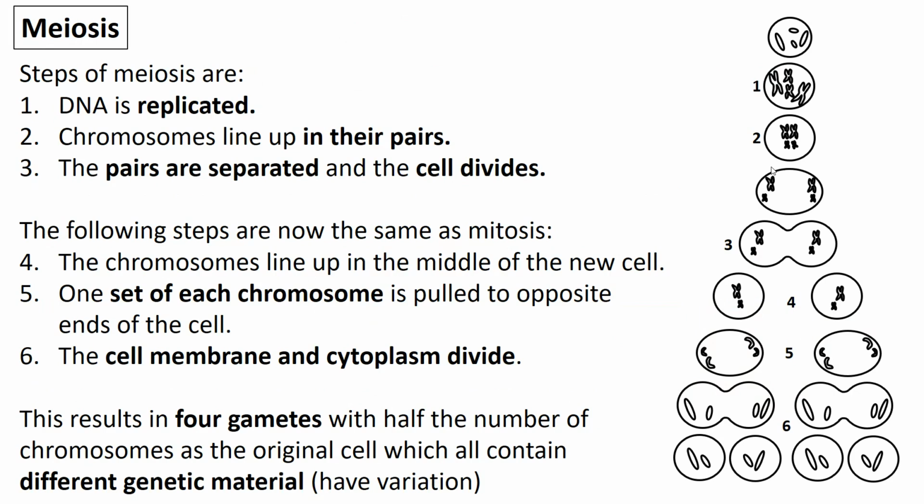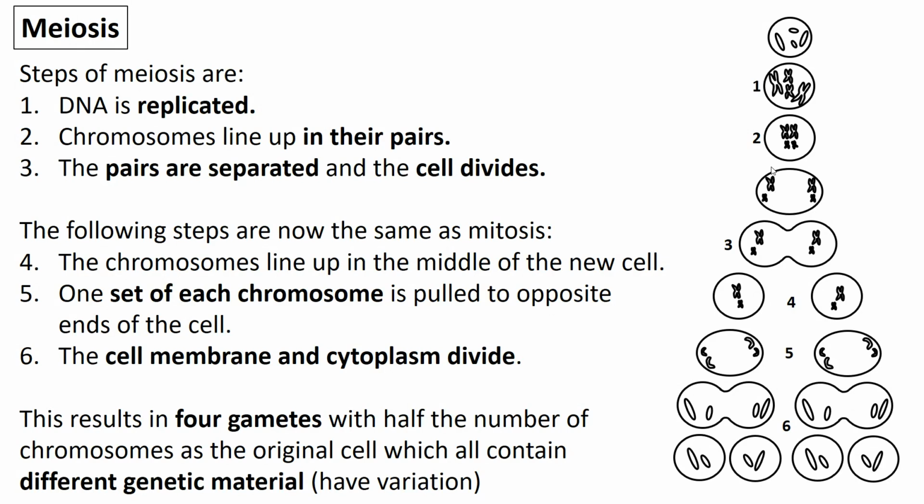So then the chromosomes line up in the middle of the new cell, and one set of each chromosome is pulled to the opposite ends of the cell. Then the cell membrane and cytoplasm divide. What happens is, instead of producing 2 daughter cells as you would in mitosis, you will produce 4 gametes. Each one has got half the number of chromosomes as the original cell, and they will all contain different genetic material because they will sort their chromosomes in a different way when they originally line them up in pairs.